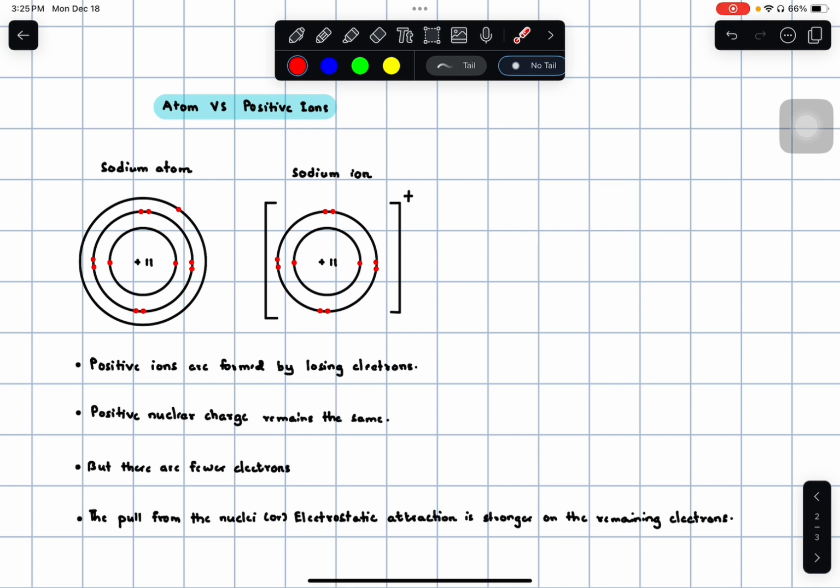However, you see that the positive nuclear charge remains the same. But now we have fewer electrons. It means that the pull from the nuclei, or the electrostatic attraction between the nucleus and the electrons, is going to be stronger on the remaining electrons. And that's also why a positive ion is going to be smaller than a neutral atom.